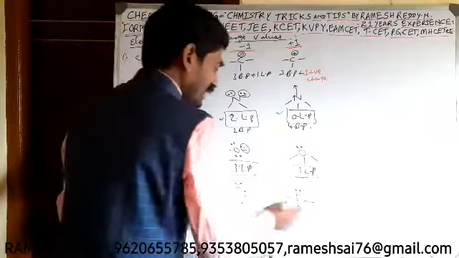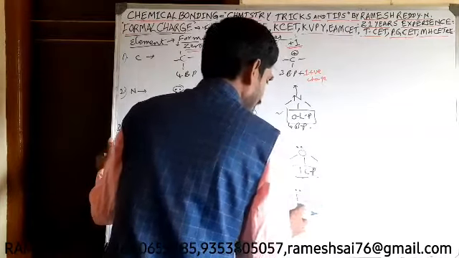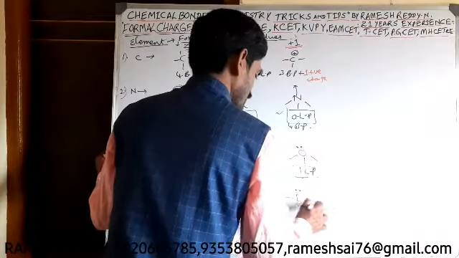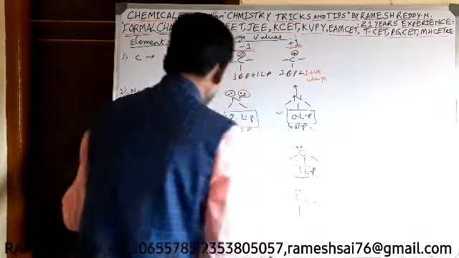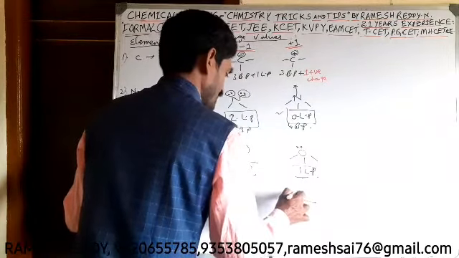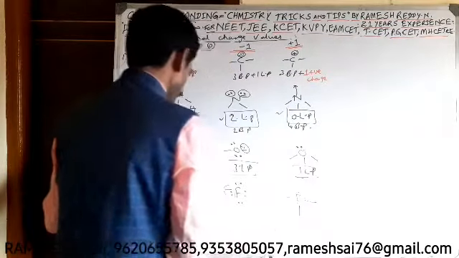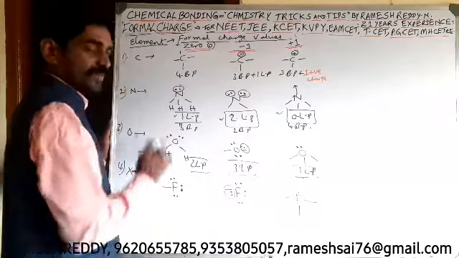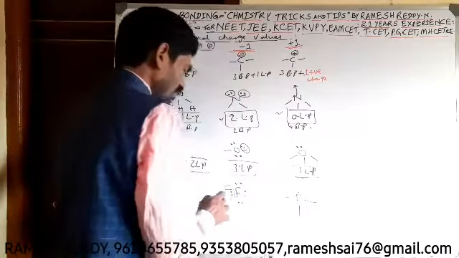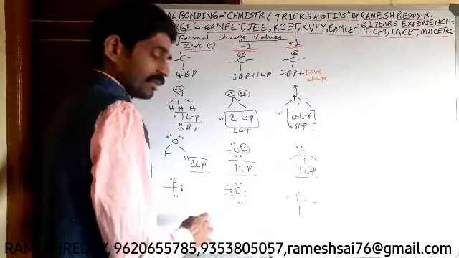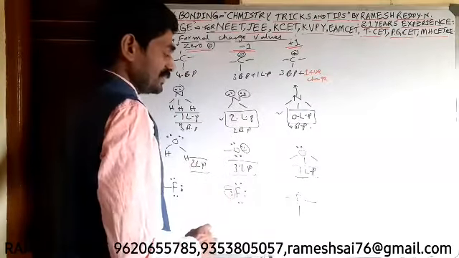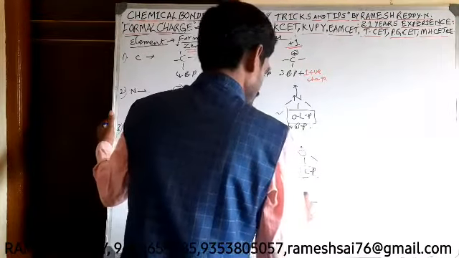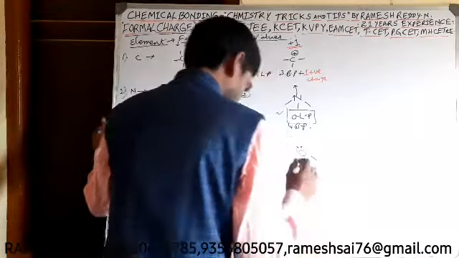Then you take it that 2 lone pairs are present here, and this is also participating in bond formation. So here, 1 bond pair and 3 lone pairs: formal charge 0. With 4 lone pairs, the formal charge is minus 1. And here, 3 bond pairs: you get a positive charge.